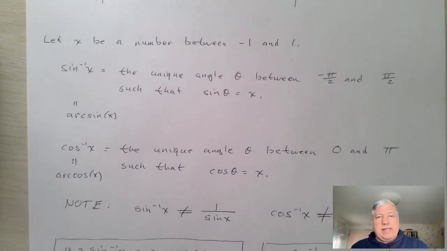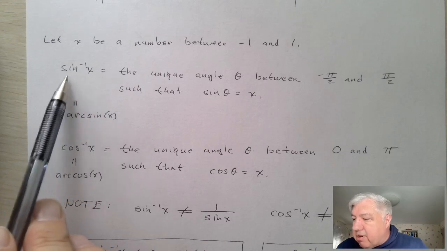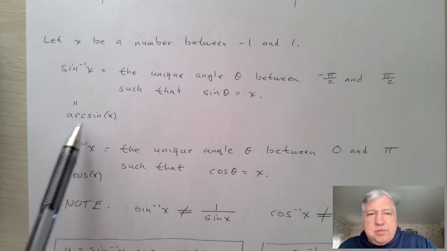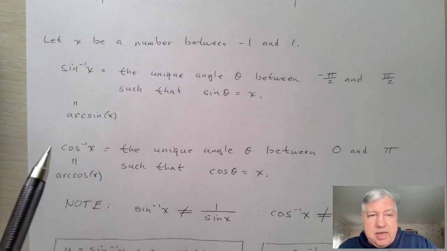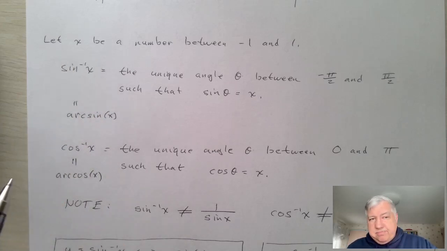So if x is a number between -1 and 1, we define this function inverse sine x. That looks like sine to the -1 of x. We call it inverse sine of x, and we just define that to be the unique angle, or the unique number theta, between -pi/2 and pi/2, such that the sine of theta is equal to x. And in some textbooks, they also call this the arc sine. I kind of like this better because it actually reminds you what it is. It's the arc whose sine is x. But most courses and books use this notation.